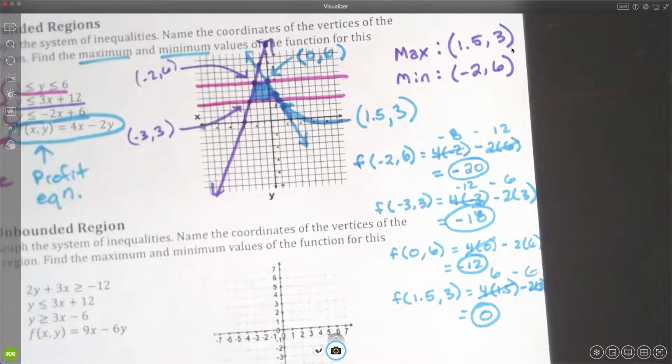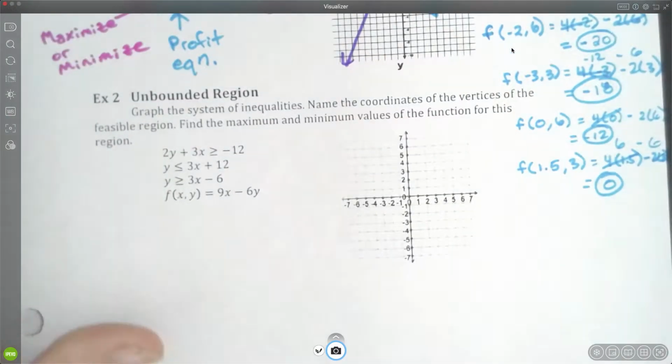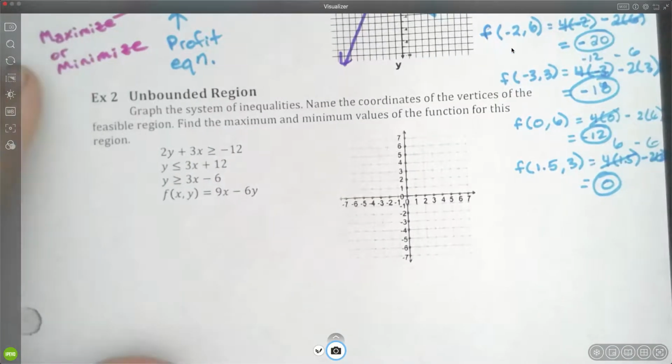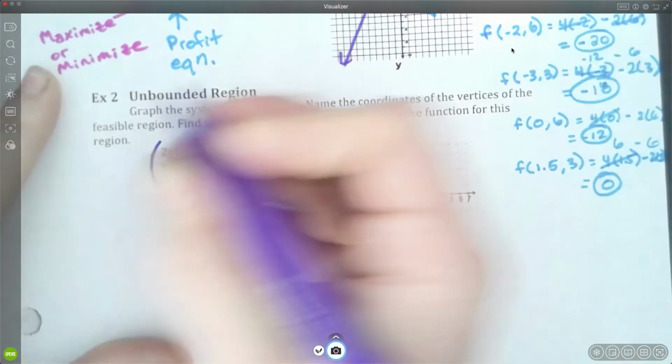Okay, so let's look at this next one. Graph the system of inequalities, name the coordinates of the vertices of the feasible region, and so on. Find the maximum and minimum, exactly the way we did before. These are my constraint equations.